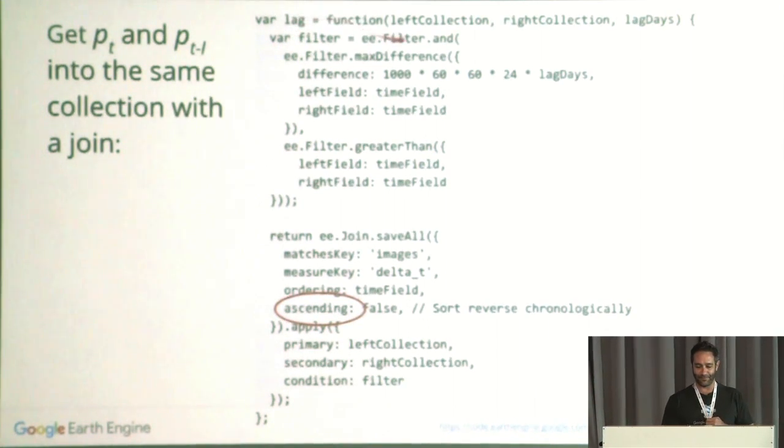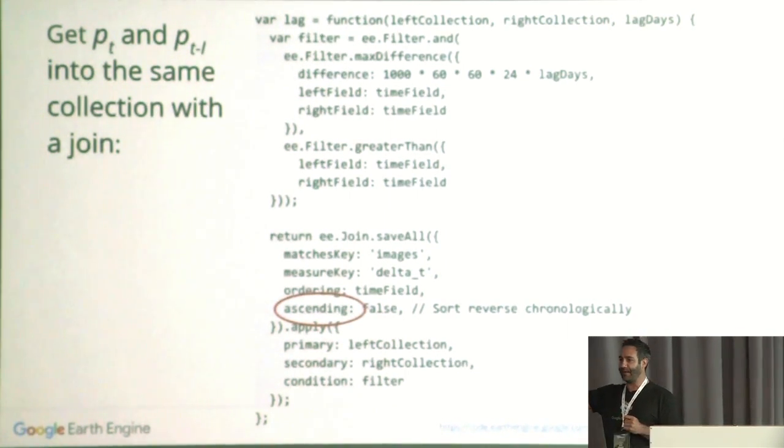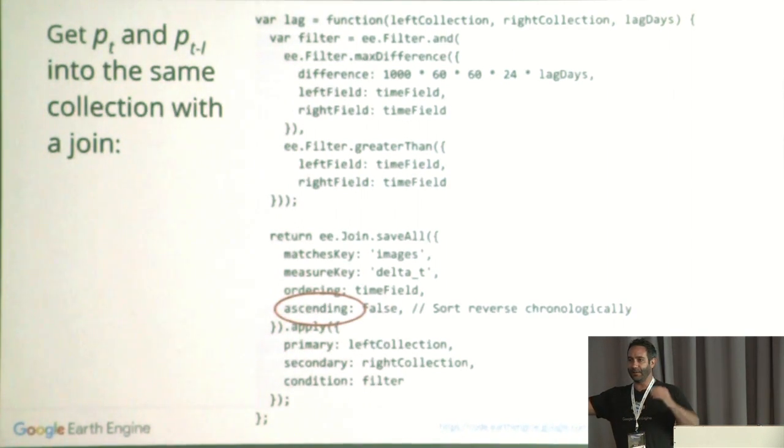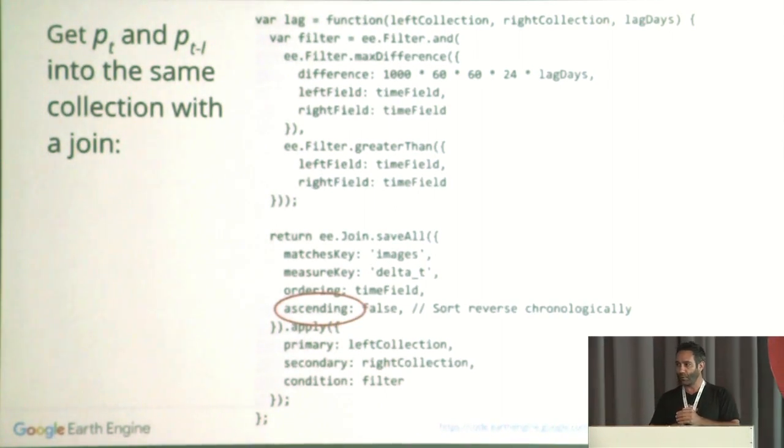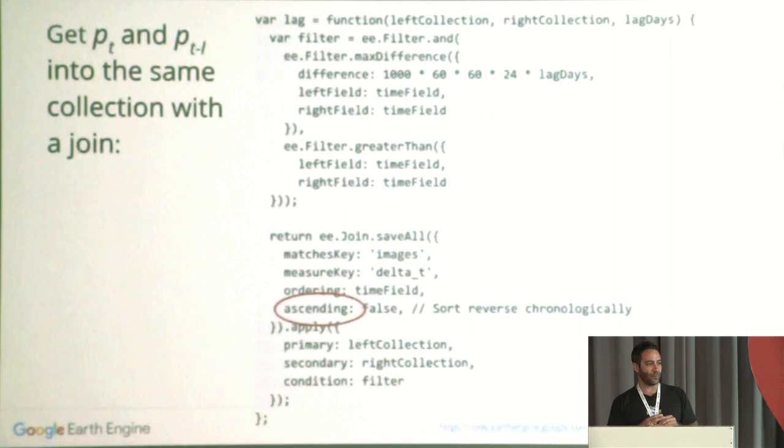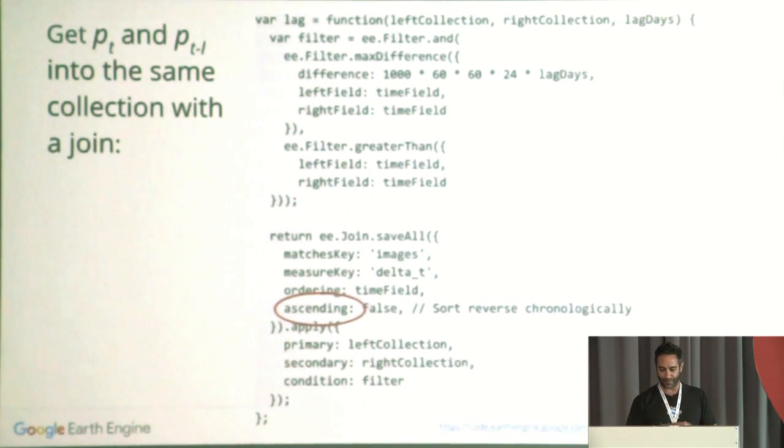This is a function called lag. And the purpose of lag is to get the pixel value at time t as a band into the same image as the pixel value at time t minus L. So we want these to be the same bands so then we can compute covariances and so forth. So how do we do this? We're going to do a join.